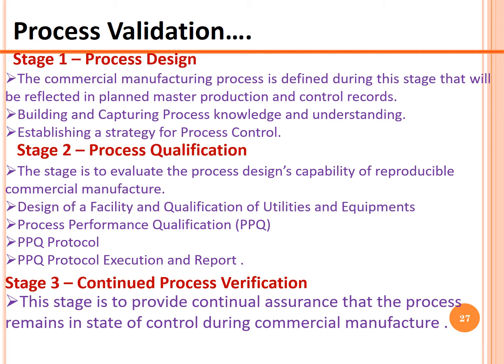Stage 2, Process Qualification. The stage is to evaluate the process design's capability of reproducible commercial manufacture. Design of a facility and qualification of utilities and equipments. Process Performance Qualification, PPQ. PPQ Protocol. PPQ Protocol Execution and Report. Stage 3, Continued Process Verification. This stage is to provide continual assurance that the process remains in a state of control during commercial manufacture.